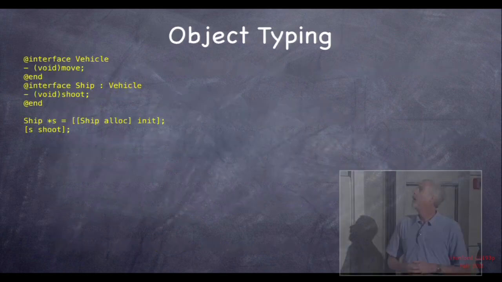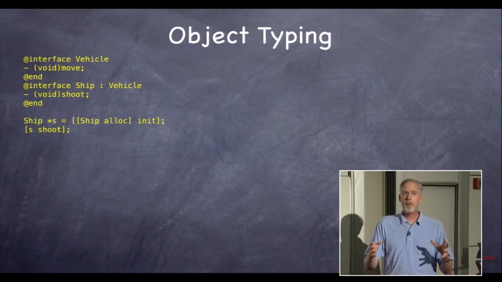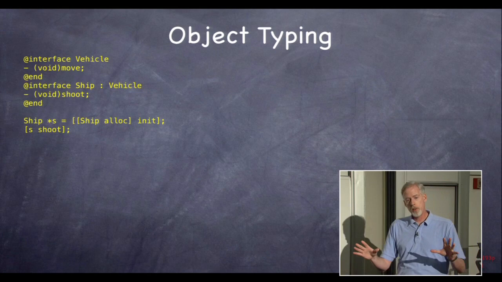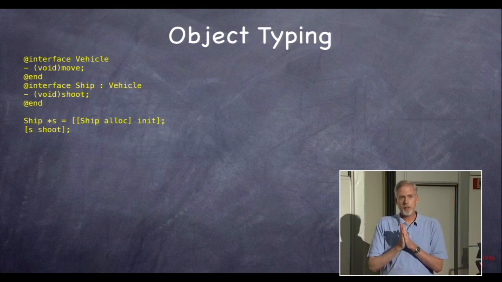So this is a little bit of a review of polymorphism and inheritance here. Hopefully you all know this, but I'm going to throw it up here anyway. So I have two classes. One is Vehicle.